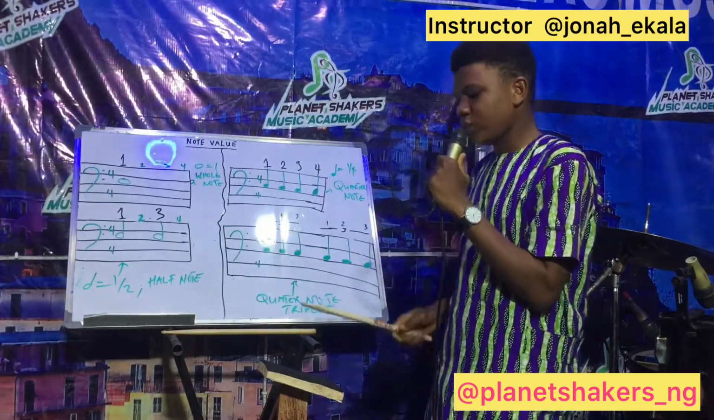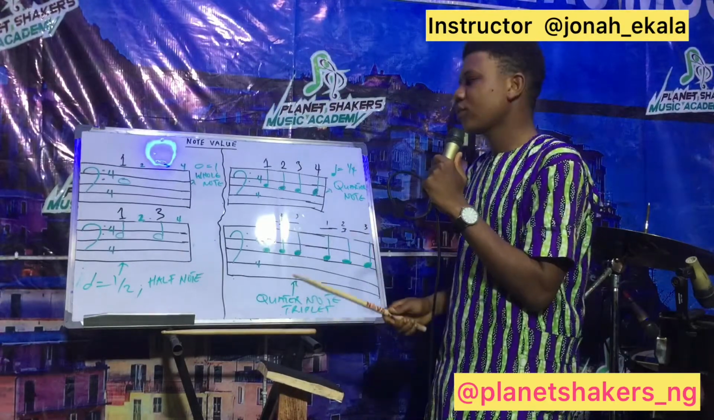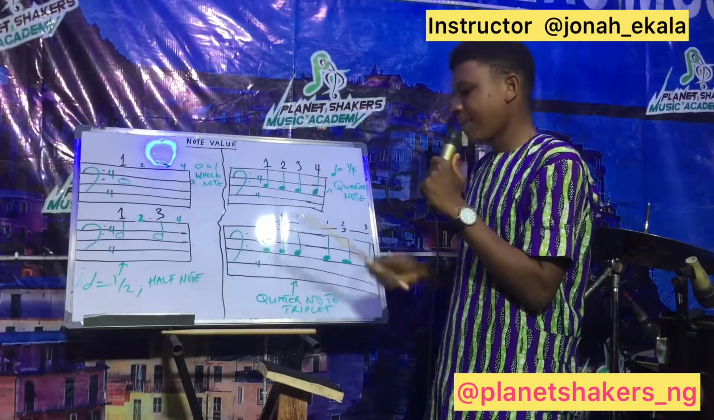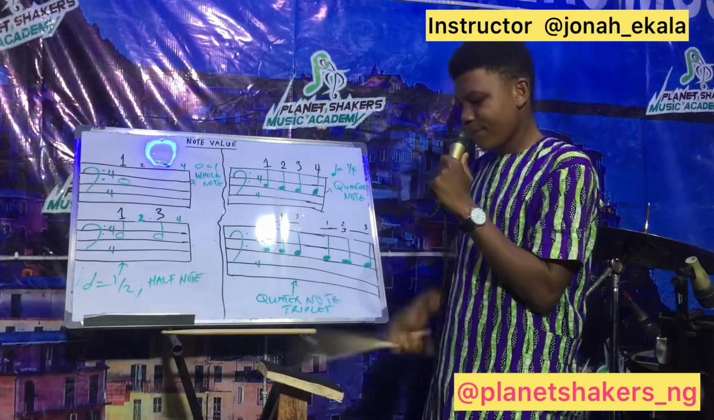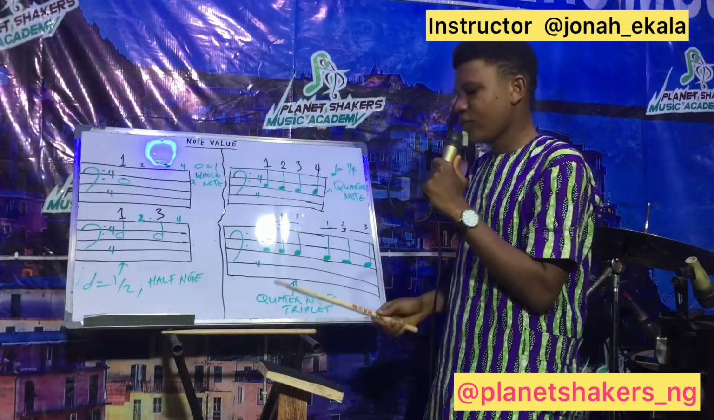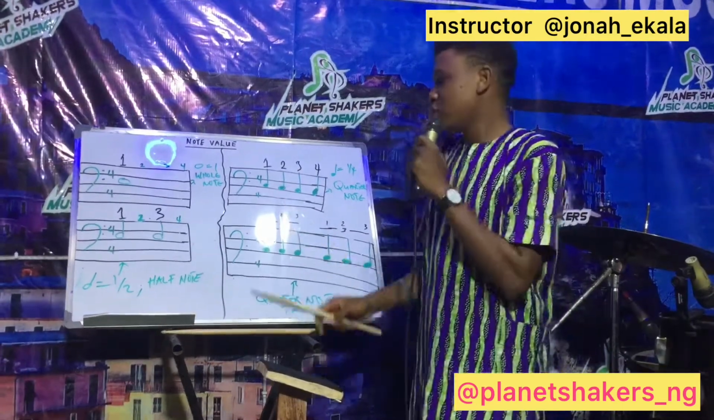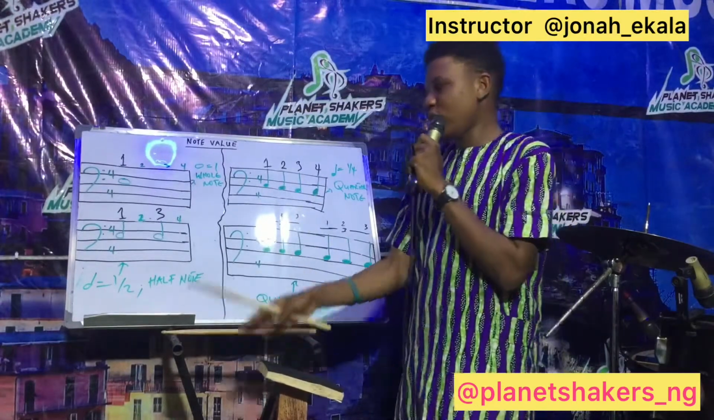1, 2, 3, 4. 1, 2, 3, 4. 1, 2, 3, 4. 1, 2, 3, 4. So that's the simple example on the half note.